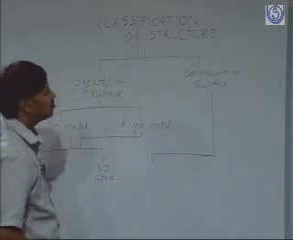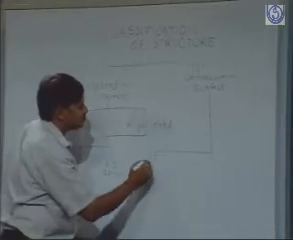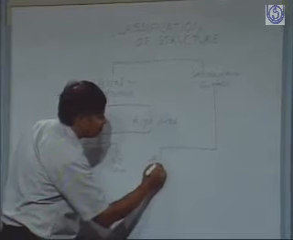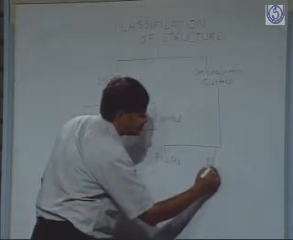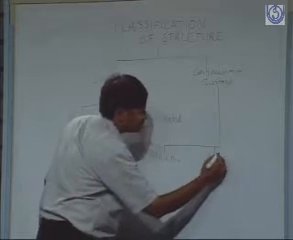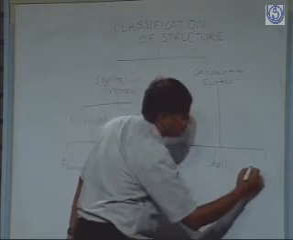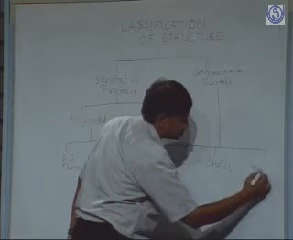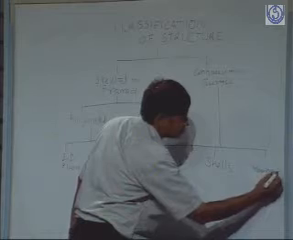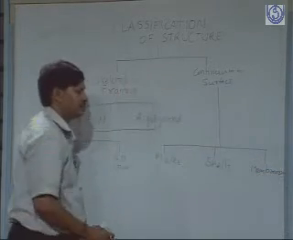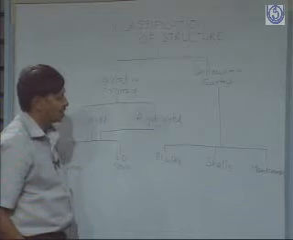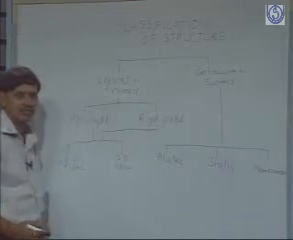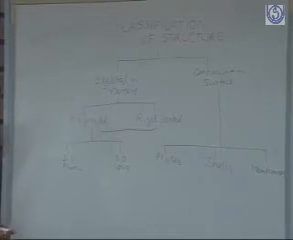In continuum or surface type of structures, we have plates, shells, and membranes. Again, in plates you may have folded plates or plain plate like structures.